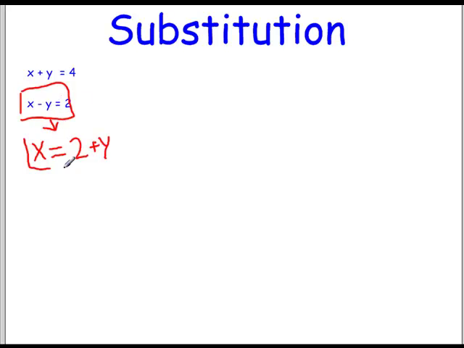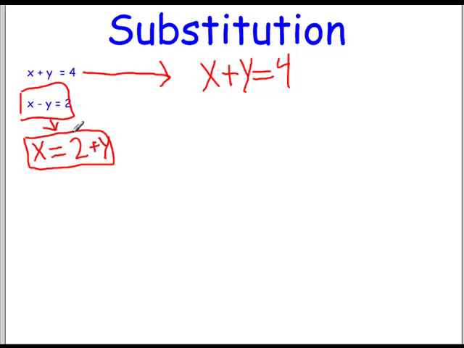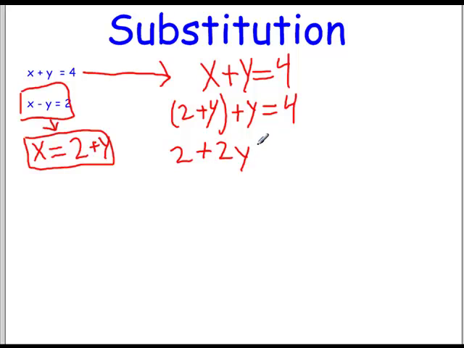Then I can take this, and if I take this equation over here, it's equal to x plus y equals 4. I can plug in 2 plus y for x, just like we've been doing recently with functions. It's 2 plus y equals 4, which is 2 plus 2y equals 4. Divide everything by 2, and we get 1 plus y equals 4, and we get y equals 3. So we have the y point.